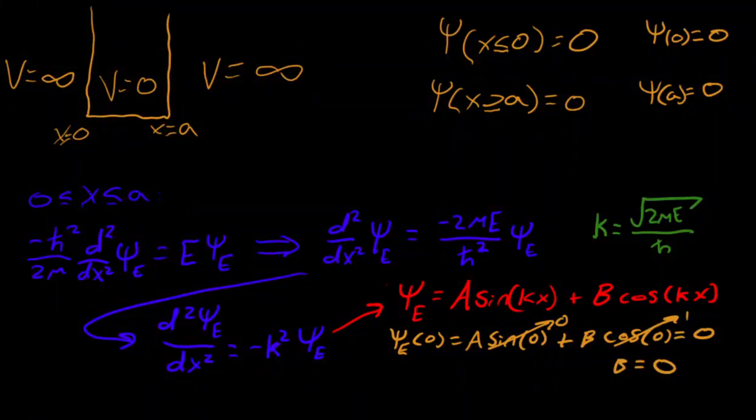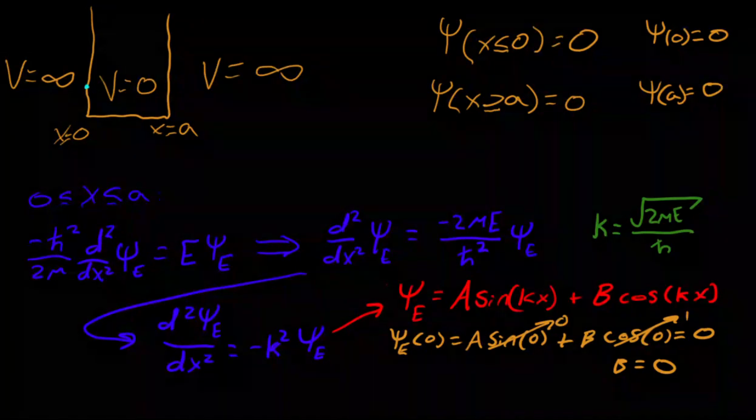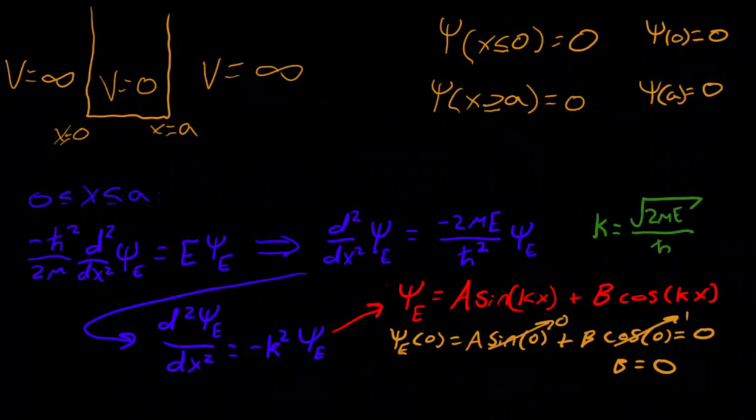Which makes sense, because if there was a cosine and we were graphing it here, the cosine would have a point up here. That's how the cosine acts at x equals 0. It's not 0, so it makes sense that this has to be a sine wave. Now that we found that B equals 0, we are at psi e equals A sine of kx.